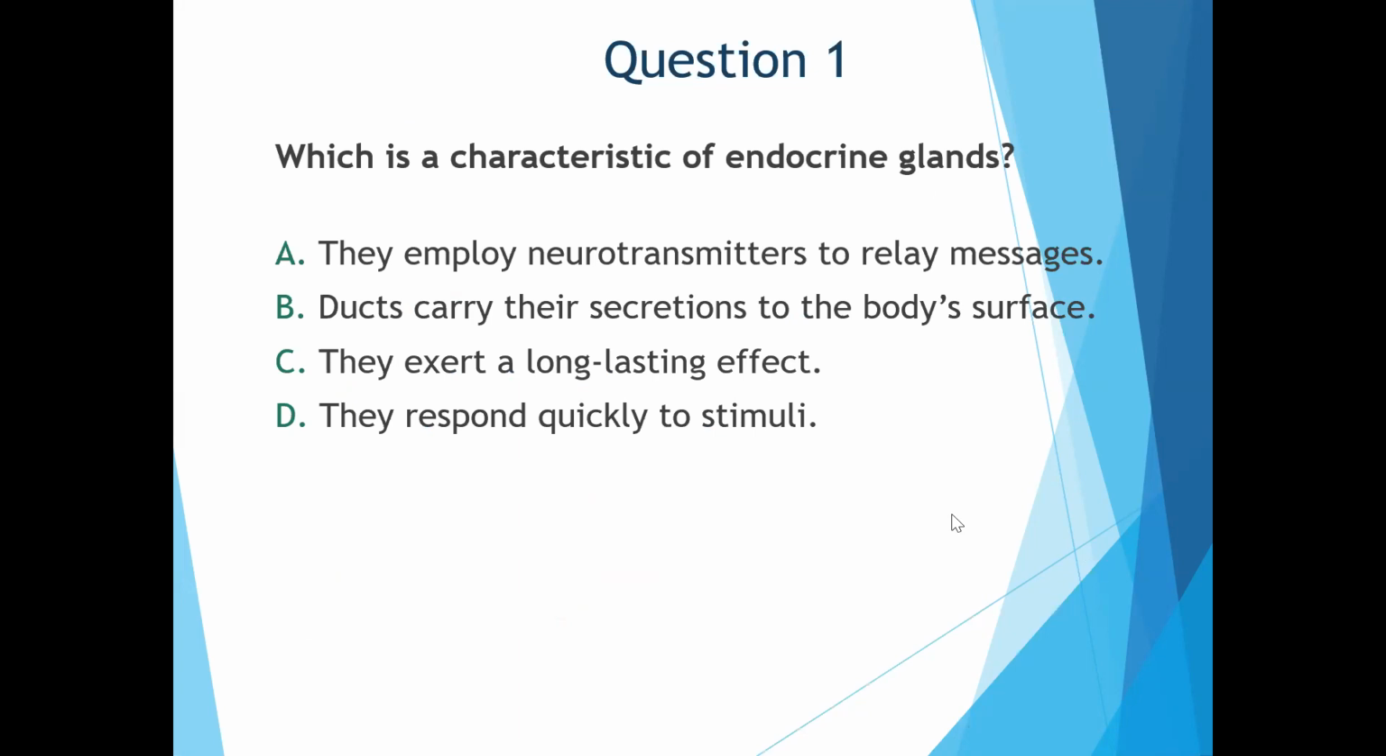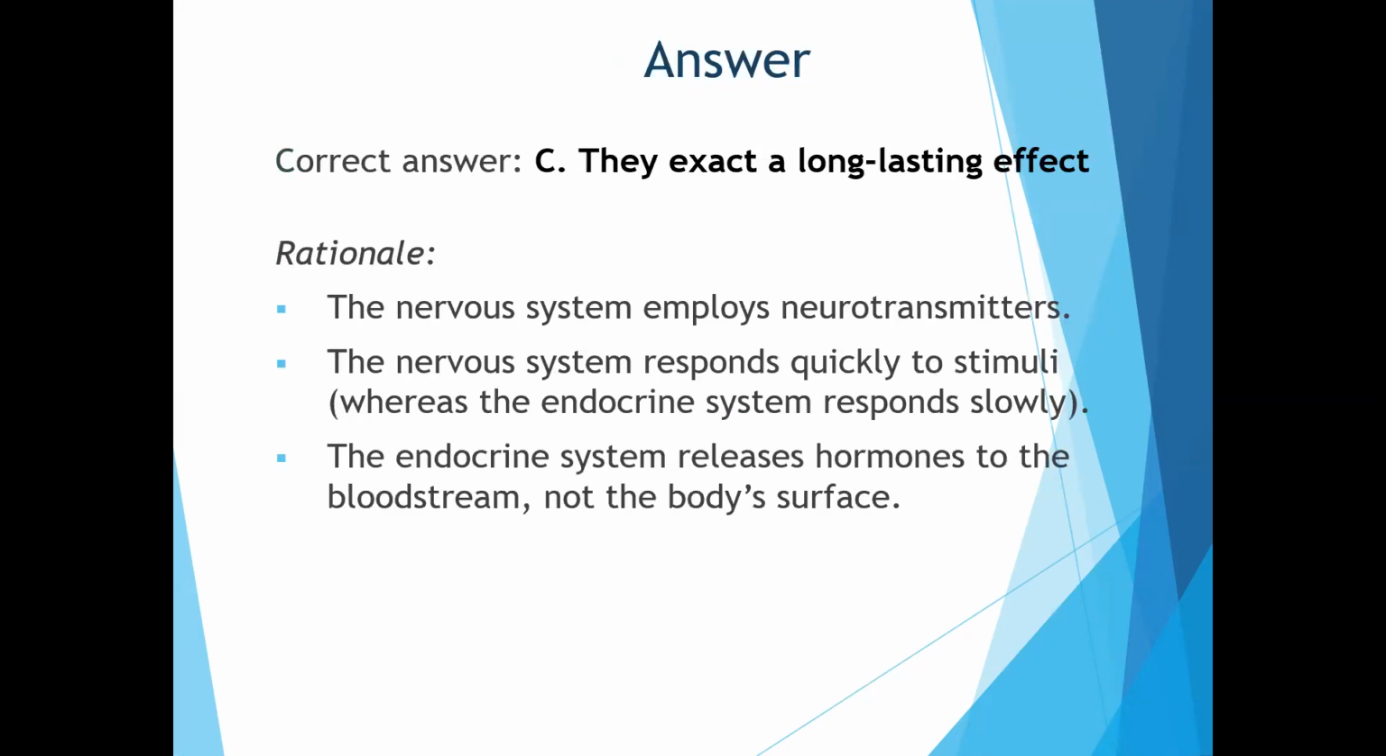So what's a characteristic of endocrine glands? Employ neurotransmitters, carry secretions to the body's surface, exert a long-lasting effect, respond quickly to stimuli. Think back to that comparison chart. So C, they exert a long-lasting effect. Remember, even though they're a little bit slow to respond, the effect they exert is long-lasting.